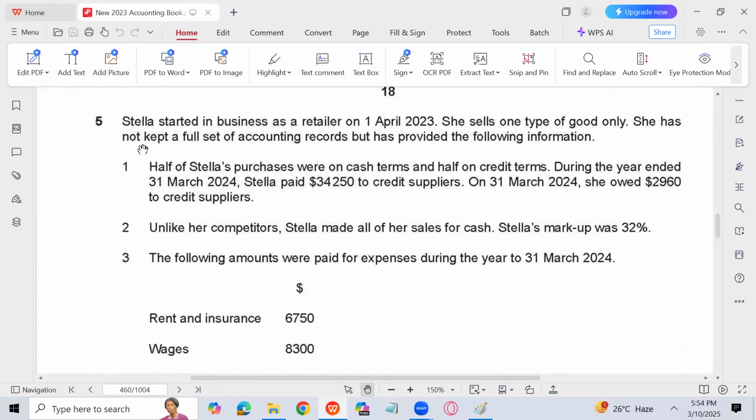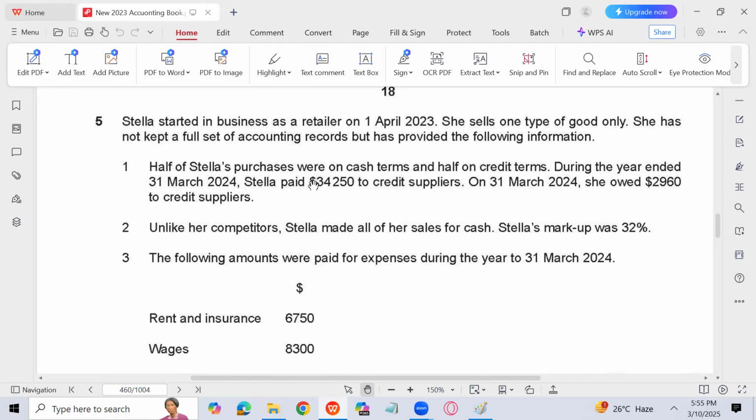Stella started in business as a retailer on 1st April. She sells one type of good only. She has not kept a full set of accounting records, but has provided the following information. As the business has newly started, there is not going to be any opening inventory, no opening trade receivable, no opening trade payables.